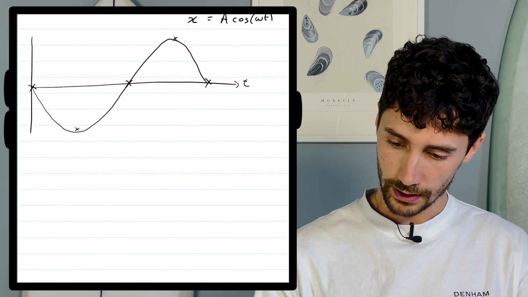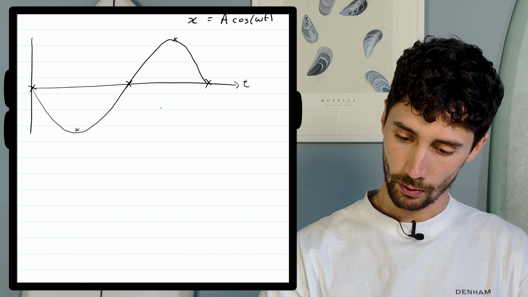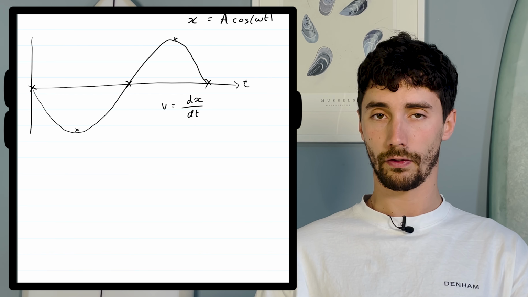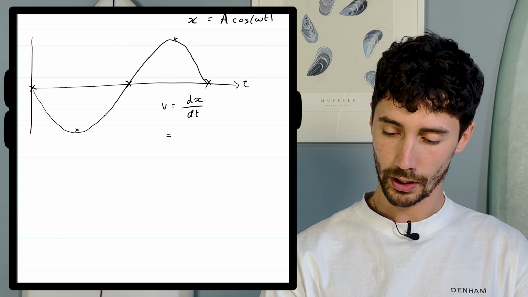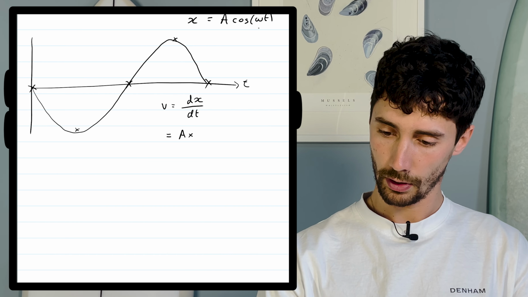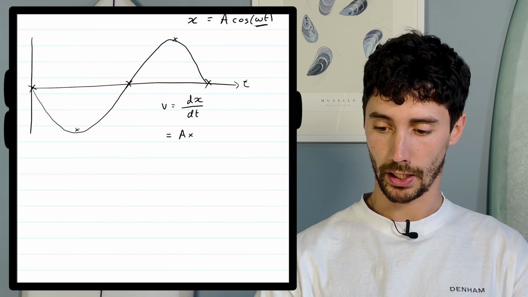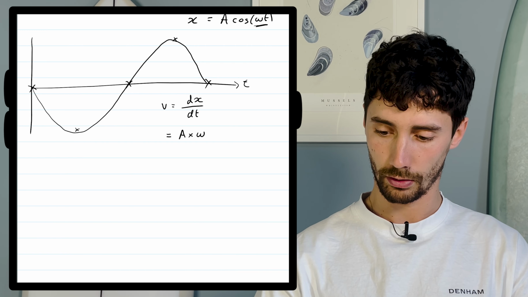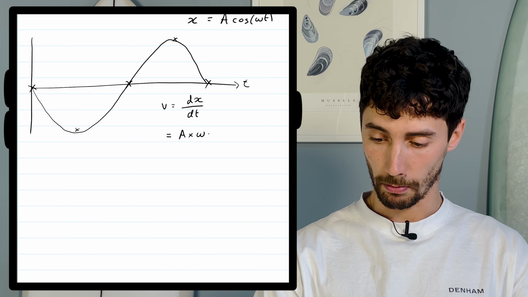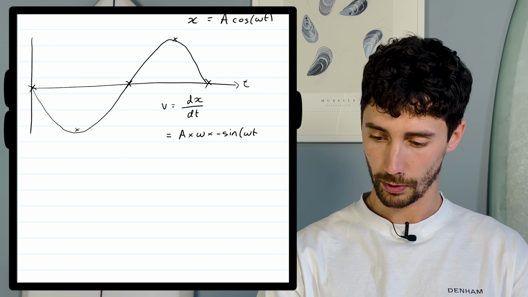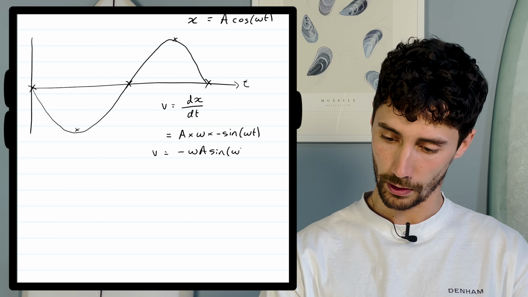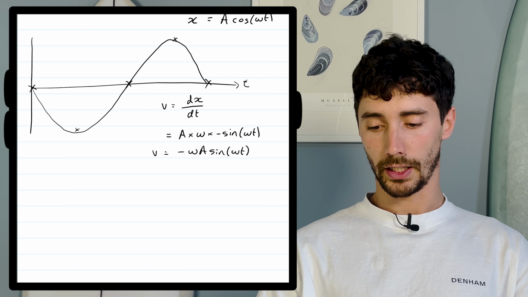So we know that x is a cos omega t. We know that velocity is the rate of change of displacement. So if we differentiate this with respect to time, we are going to get a times, well, omega t differentiated is just omega, so my omega pops out. Cos differentiates to minus sine, so I end up with v is minus omega a sine omega t. And we can clearly see we've got a minus sine graph.